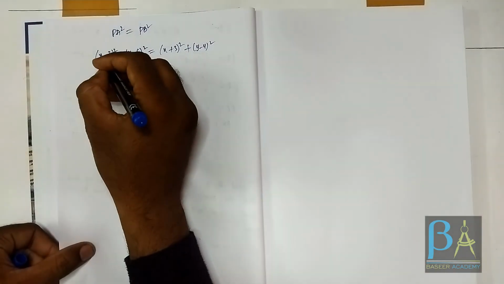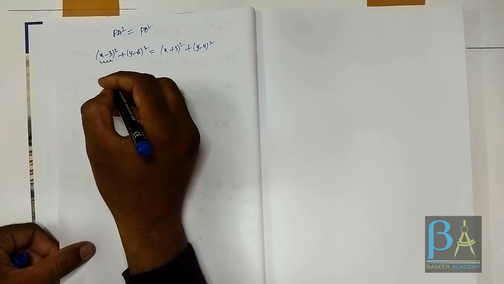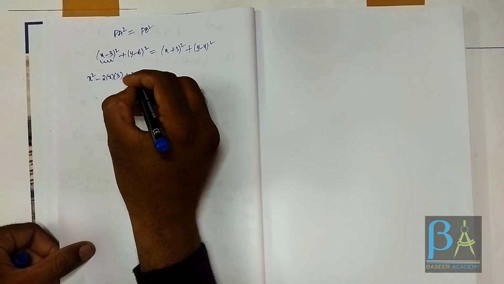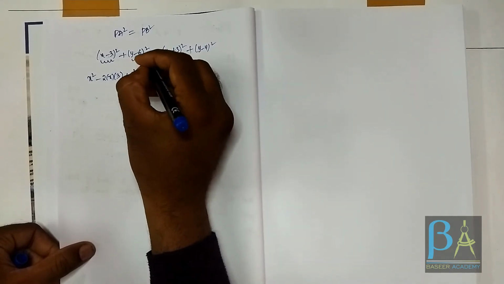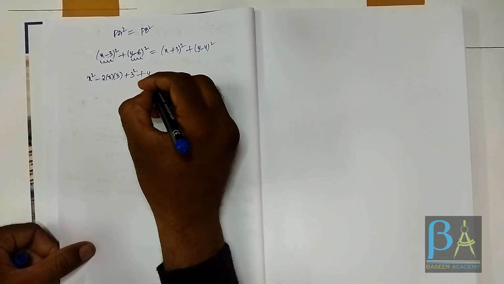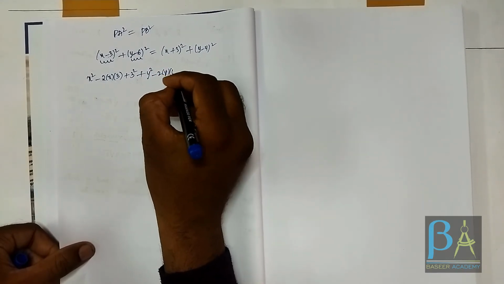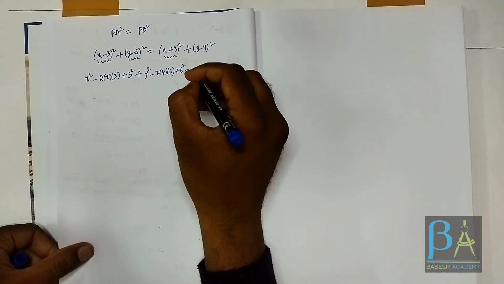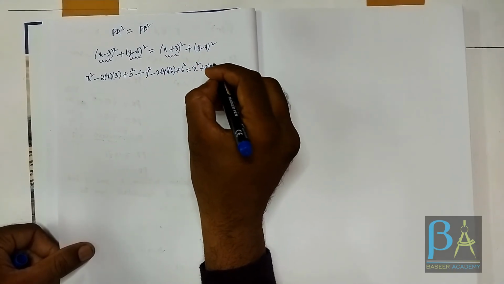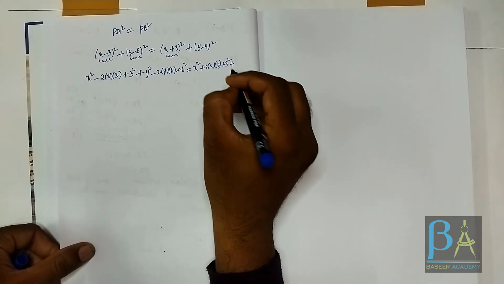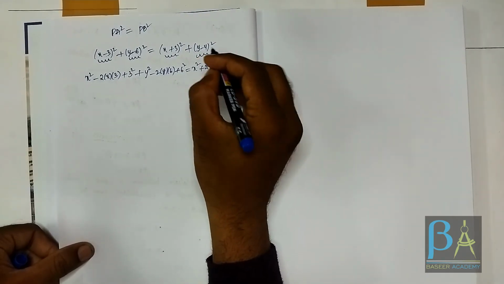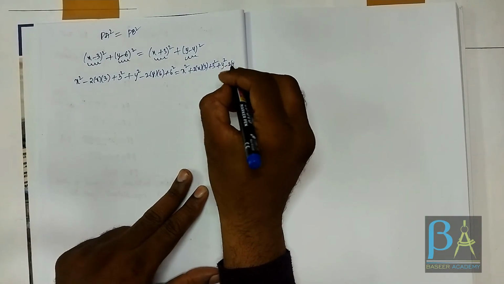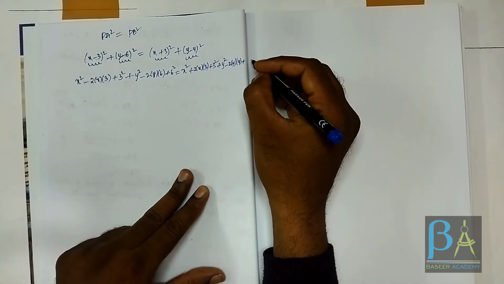Now what happens? Let us expand this by using the a minus b whole square formula, which is nothing but a square minus 2ab plus b square. Let us expand this also by using the a minus b whole square formula. Let us expand this also by using the a plus b whole square formula, which is a square plus 2ab plus b square. Let us expand this also by using the a minus b whole square formula, which is a square minus 2ab plus b square.